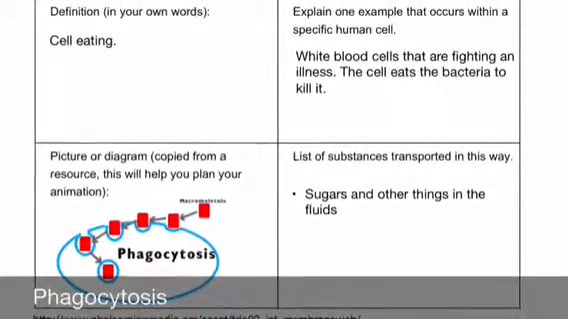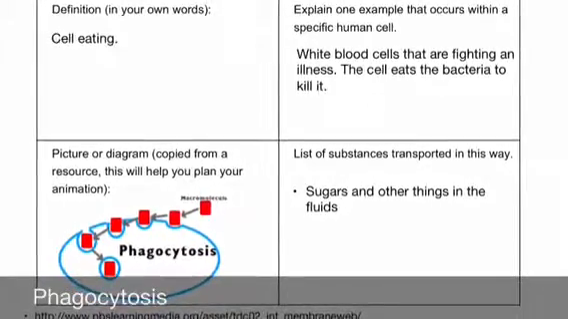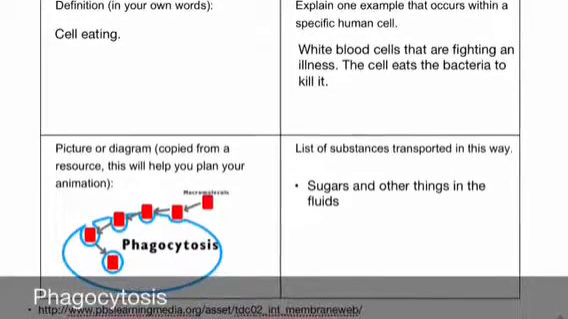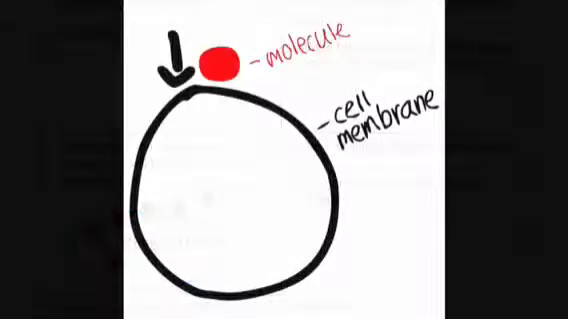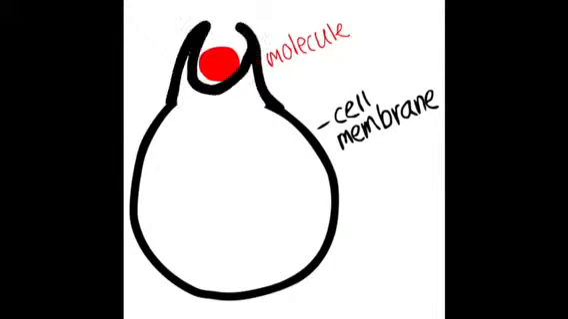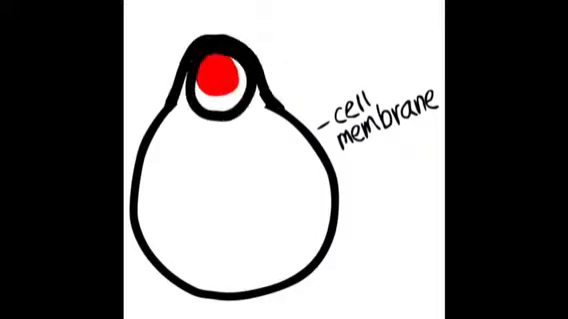Substances transported this way are sugars and other molecules that are bigger than the pores in the membrane. In this animation, the cell membrane is going up and around the bigger molecule, and it's eating it.